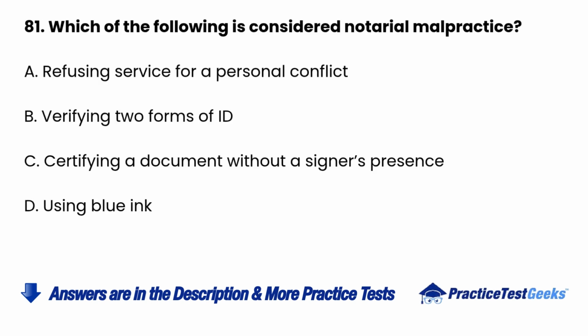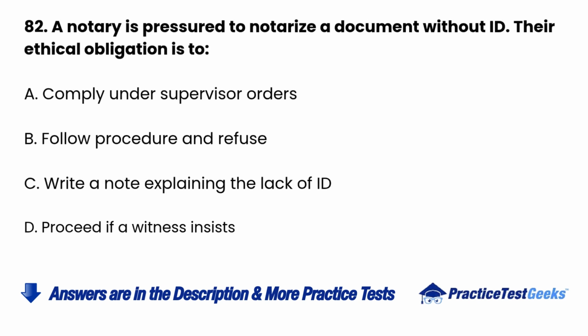81. Which of the following is considered notarial malpractice? A. Refusing service for a personal conflict. B. Verifying two forms of ID. C. Certifying a document without a signer's presence. D. Using blue ink.